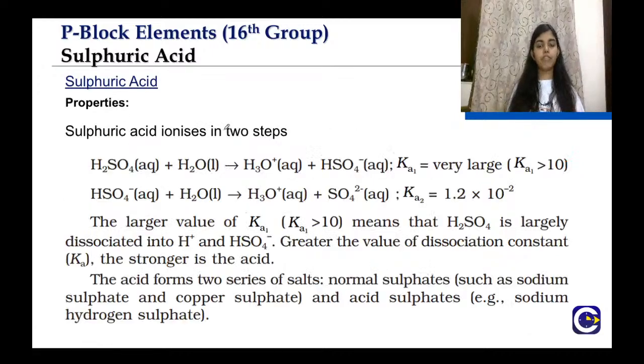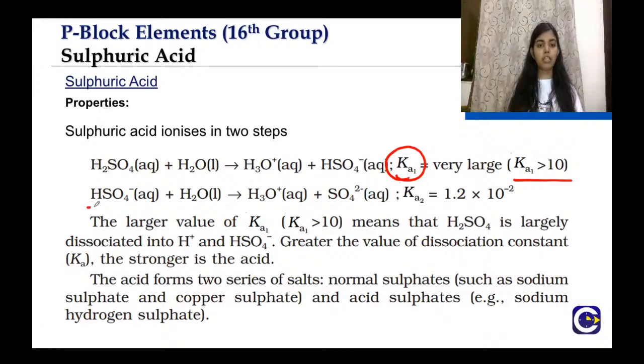Now, sulfuric acid, if you see, it is ionizing in two steps. First, the removal of the first hydrogen, and the second, the removal of the second hydrogen. So, here if you see the first dissociation constant, in which the first hydrogen is basically transferred to the water, giving the hydronium ion and the HSO4 negative. So, it is very much greater than 10. That means the reaction is very fast. Fast means the dissociation is very much favorable. But if you consider the second dissociation constant, it is 1.2 into 10 raised to the power minus 2.